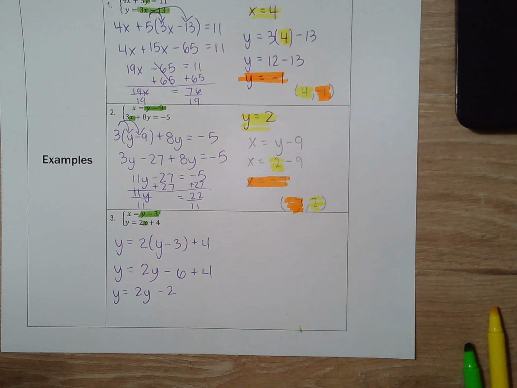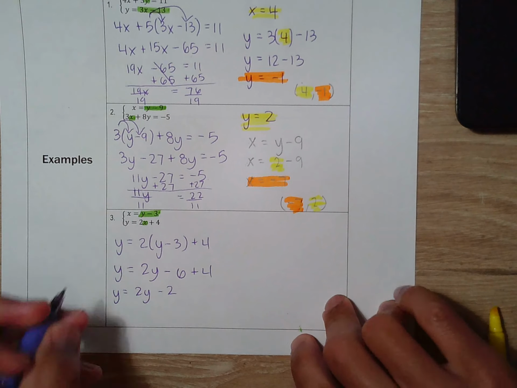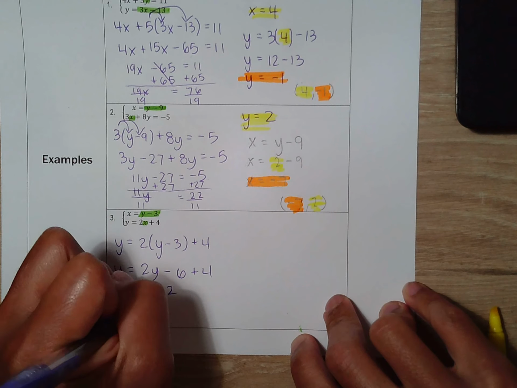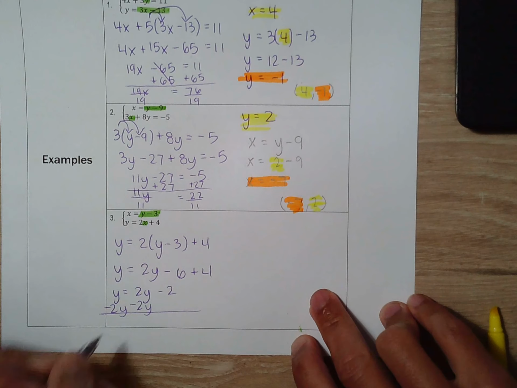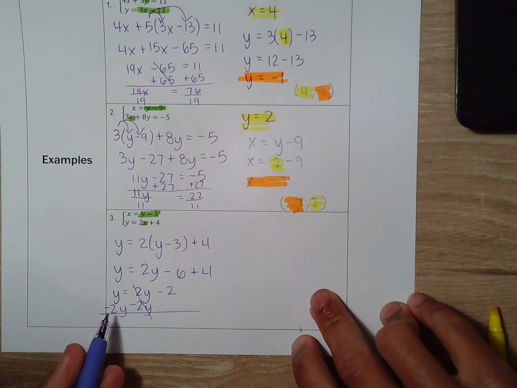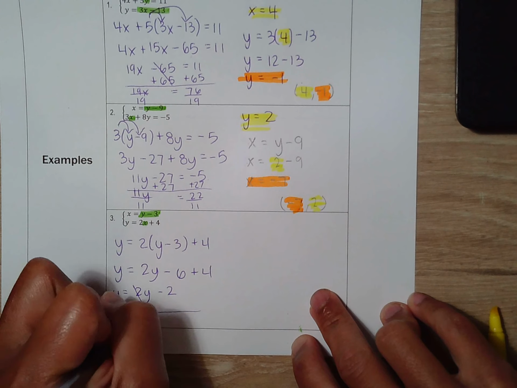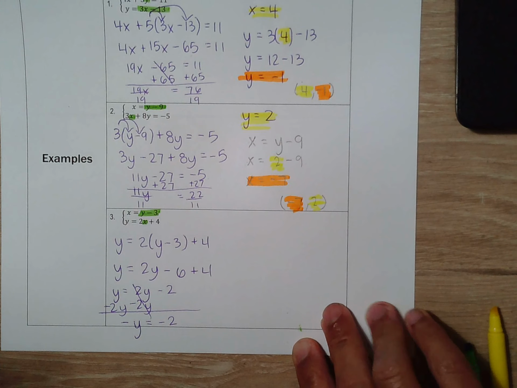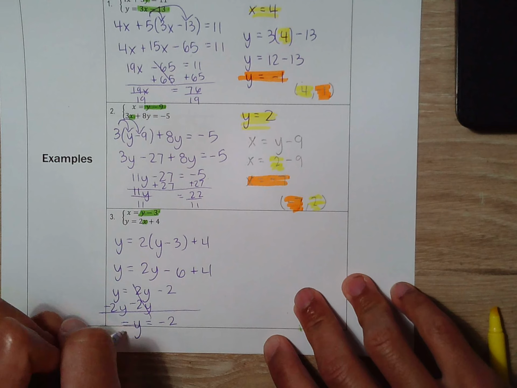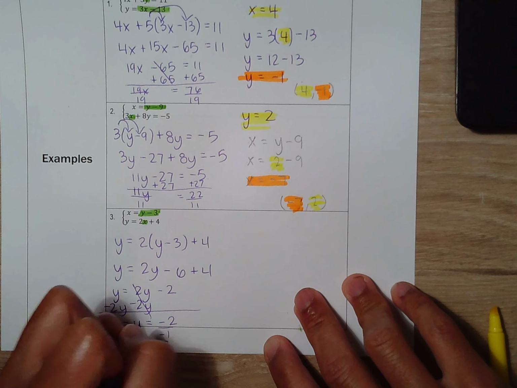Next, I want to get my y's on one side of the equation. So this side already has a number, so let's go ahead and subtract 2y from both sides. Minus 2y, minus 2y. These y's cancel out. On the left-hand side, 1y minus 2y, that's negative y is equal to negative 2. Lastly, dividing both sides by negative 1, I get y is equal to positive 2.